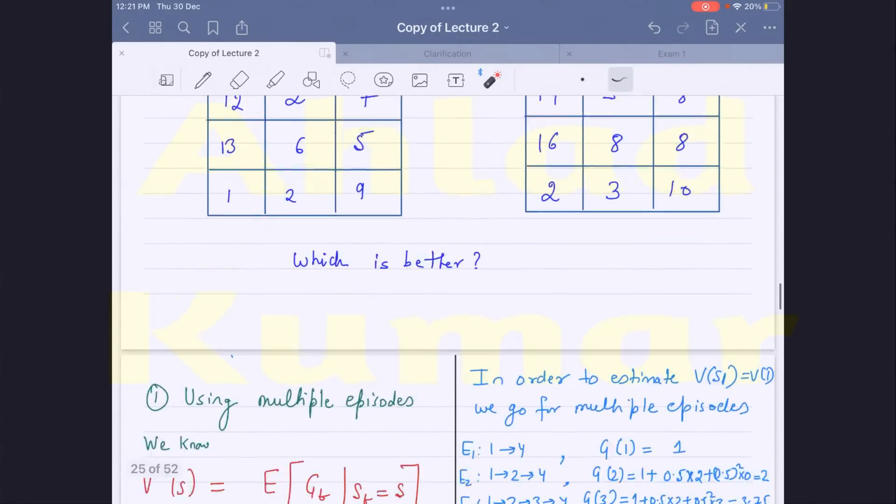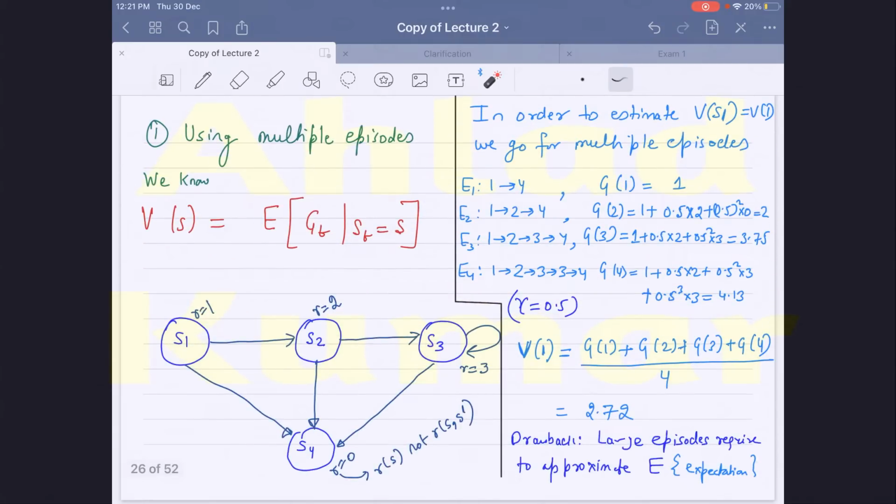Now I am repeating this example again just to help you understand how to calculate these value functions. This is the MRP process which I have given here. We have 4 different states. For state 1 we have r equal to 1 reward. For being in state 2 you have r equal to 2. For state 3 we have r equal to 3. For state 4 we have r equal to 0. Note that this reward is r(s) and not r(s, s') as it was in the earlier case. It is important.